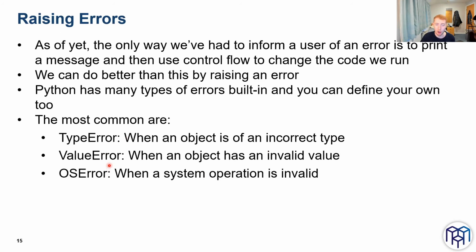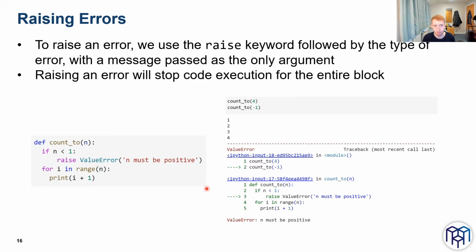A value error occurs when an object has an invalid value. Perhaps we're using a negative number where it should be positive. And an OS error refers to something that's gone wrong with our file system. Maybe we tried to open a file that doesn't exist. We'd get an OS error for something like that. But there really is a massive selection of types. If you Google for Python types of errors, you'll find a full list of those.